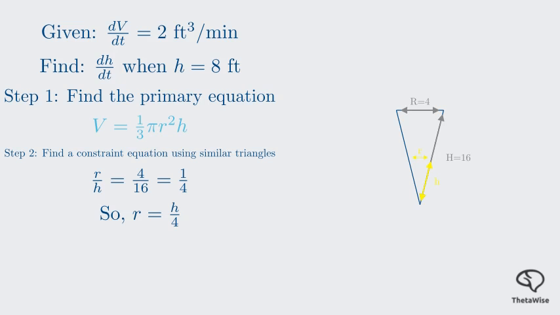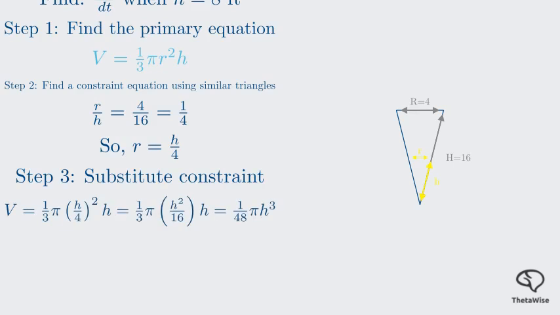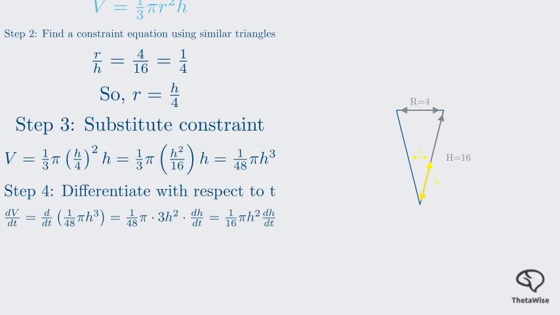Now we substitute this constraint into our volume formula. Substituting r equals h over 4 into the volume formula gives V equals 1/3 pi times the quantity h over 4 squared times h. This simplifies to V equals 1/48 pi h cubed. Our volume is now a function of height only. Excellent. We're ready for step 4. Differentiate with respect to time. Differentiating both sides with respect to t gives dV/dt equals 1/16 pi h squared dh/dt. This is our related rates equation.